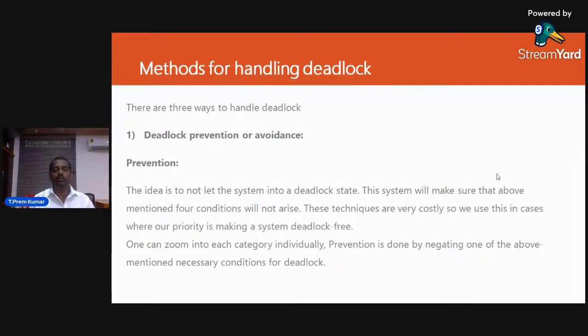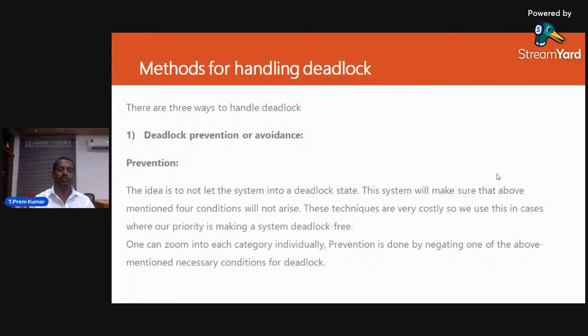Now let us see how deadlocks can be handled. There are three ways to handle deadlock. One is deadlock prevention or avoidance. Prevention means the idea is to not let the system enter into a deadlock state. First, we do not allow the system to enter the deadlock state. That is the use of the prevention technique. The system will make sure that the above mentioned four conditions will not arise.